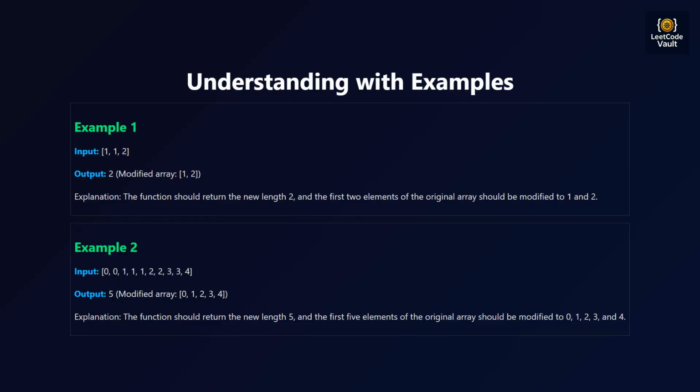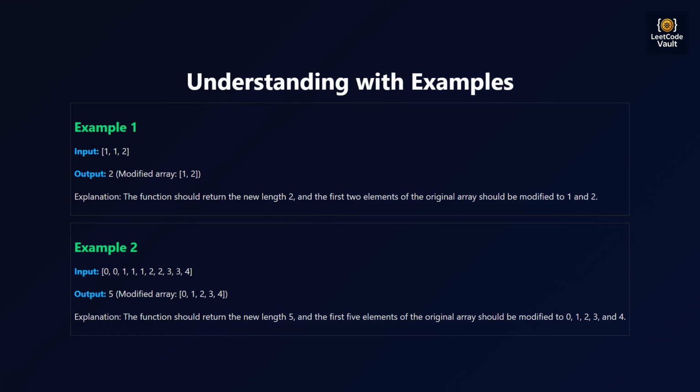Understanding with examples. Let's clarify things with a couple of examples. Imagine we have the array 1, 1, 2, 3, 3, 4. After removing duplicates, we want the array to become 1, 2, 3, 4, and the function should return 4, which is the new length. Another example, 0, 0, 1, 1, 1, 2, 2, 3, 3, 4. The result should be 0, 1, 2, 3, 4 with a returned length of 5.